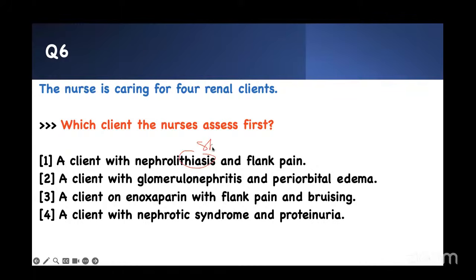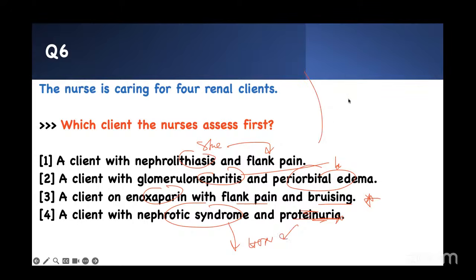Lithiasis, stone, is supposed to give you flank pain. Nephritis, well, you're going to have some tea-colored urine and you can have periorbital edema. Enoxaparin, of course, you can have flank pain and bruising. But what do you think is that? Nephrotic syndrome, you lose a lot of protein in your urine. That is a problem. The major priority for this is hypertension. This proteinuria is okay. As soon as they have hypertension, you worry about it.